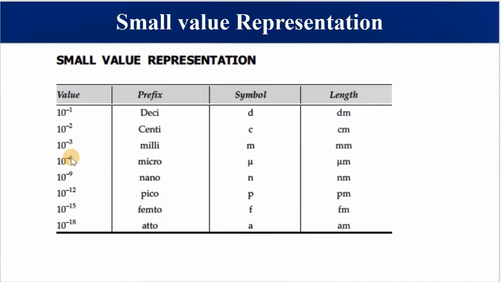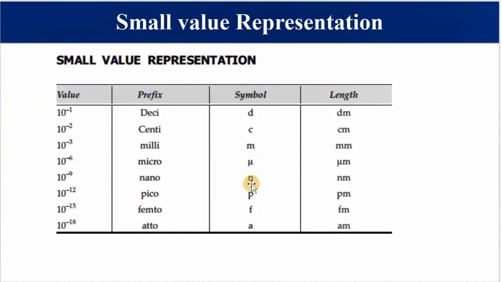10 to the power minus 6 is equal to 1 times 10 to the power minus 6, which is 1 over 1 million, and that value is called micro. The symbol is mu, for example, micrometer. So this is commonly used in engineering notation. Nano is 10 to the power minus 9, which is 1 over 1 billion.